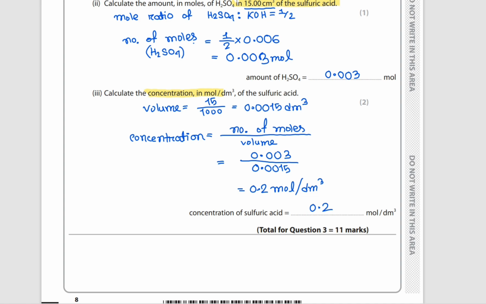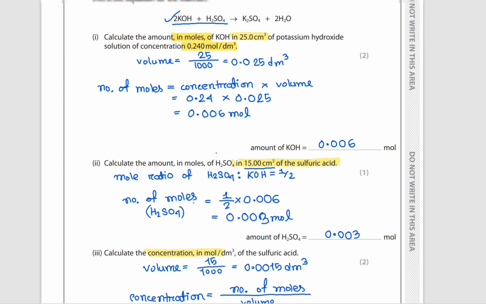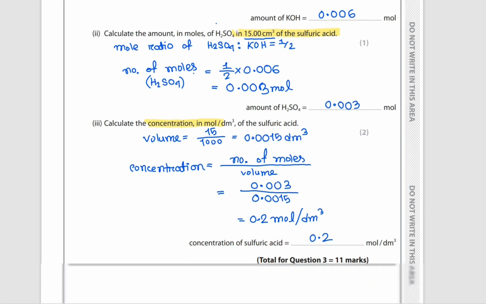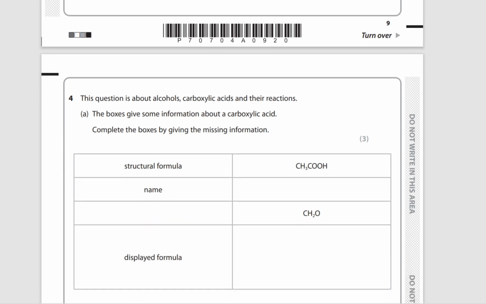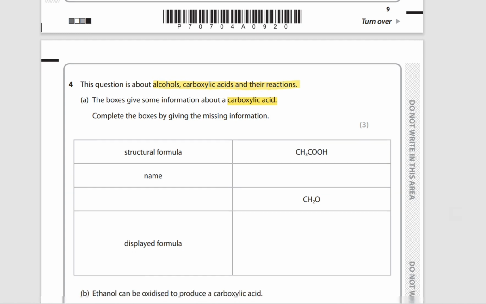With this, our entire question number 3 ends. I hope it was clear for you all to understand. This was the solution for question number 3. Moving to question number 4. This question is about alcohols, carboxylic acids and their reactions. The boxes give information about a carboxylic acid. Complete the boxes by giving the missing information.